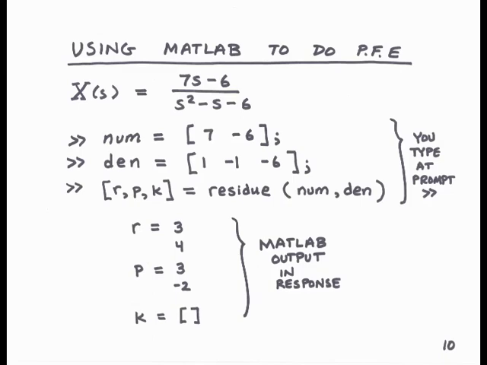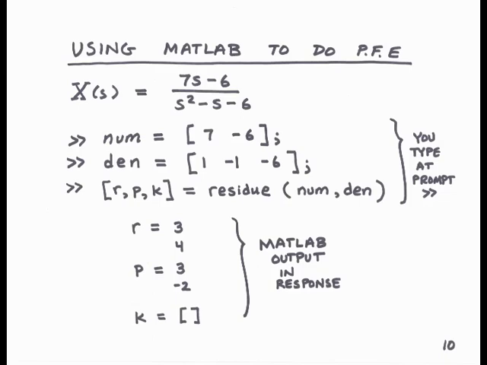We then use the residue command to do the partial fraction expansion. We write [r,p,k] = residue(num, den). The num, den arguments give the numerator and denominator polynomials to the residue command. The residue command then returns r, p, and k variables. The variable r is an array of the residues. These are the coefficients k1 and k2 that we encountered before that appear in the numerator of the expression after partial fraction expansion.